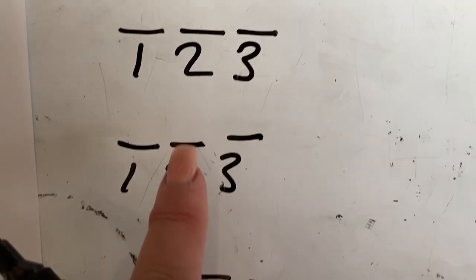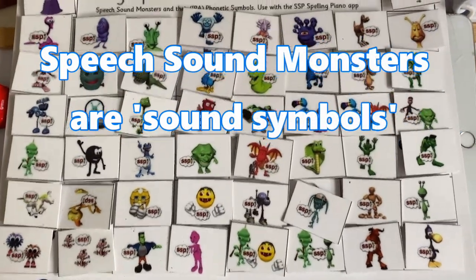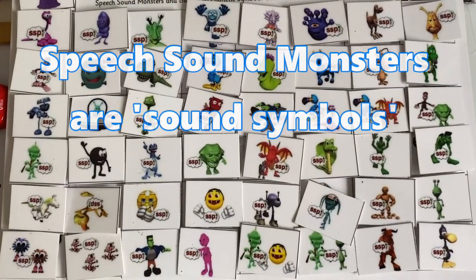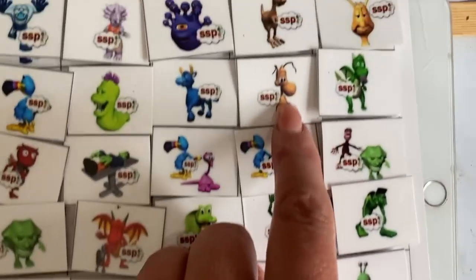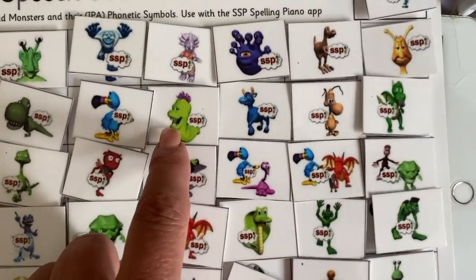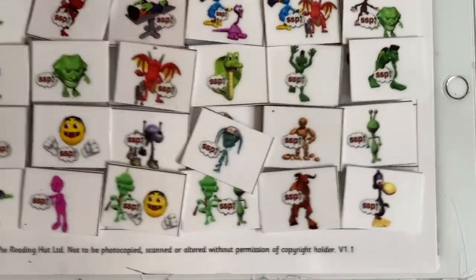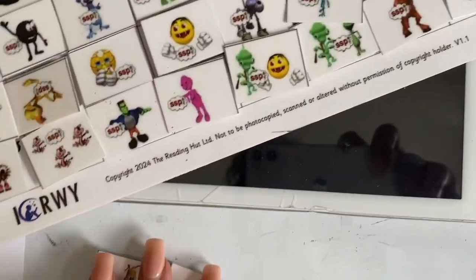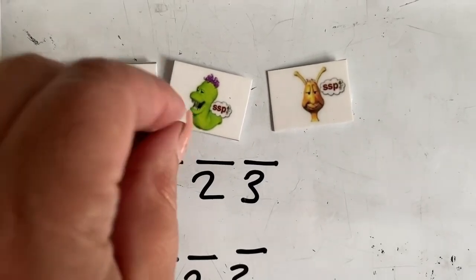So the sound symbols stay the same. So there's a monster, a speech sound monster for every sound that we use. So instead of ed, red, oh, we've got monster, monster, monster, d. So when we've got red, let's just think about those symbols and just having different symbols. So instead of having those ones that I just put there, let's have these monster symbols. Okay, so we've got ed, red.